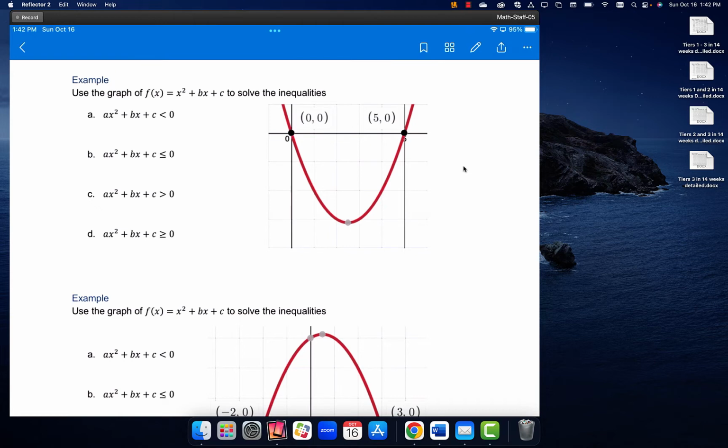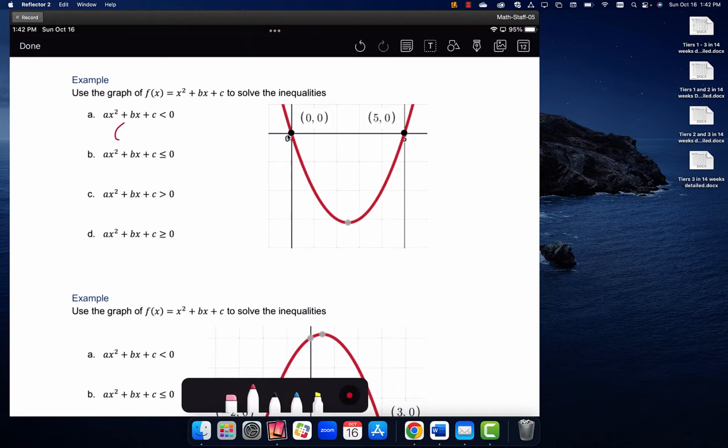We just have to look at the graph and understand what is being asked. In this first example, A, we're asking where is the quadratic less than 0? In other words, where is the graph below the x-axis? So here is where it is, below the x-axis, where it's less than 0. Notice all of the y values in this section are below 0, or they're negative. So that occurs from 0 to 5. Notice that we need to be strictly less than 0 in example A.